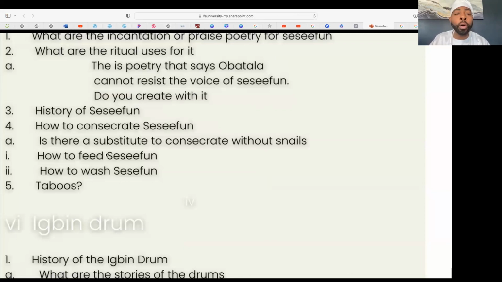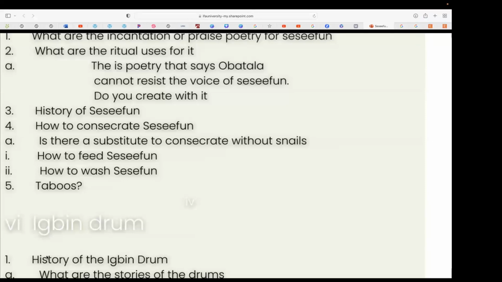This one got kind of cut off a little bit, so some of these may be straightforward. Seseefun, can you speak about the importance of Seseefun? Sometimes we can just think of it as just beads, but what's the importance of Seseefun for our Ọbàtálá, Iya Lauritius and Baba Lauritius?